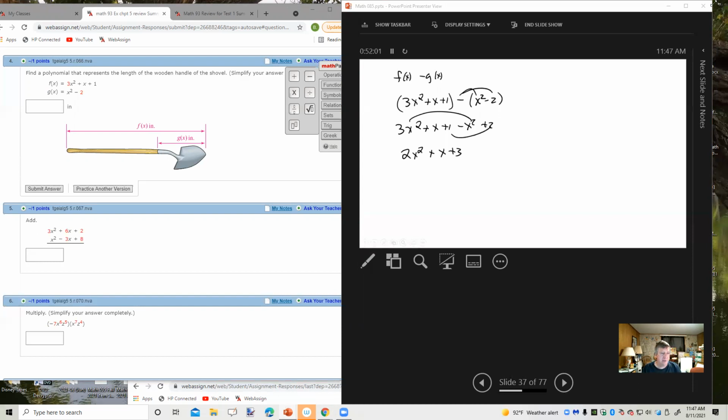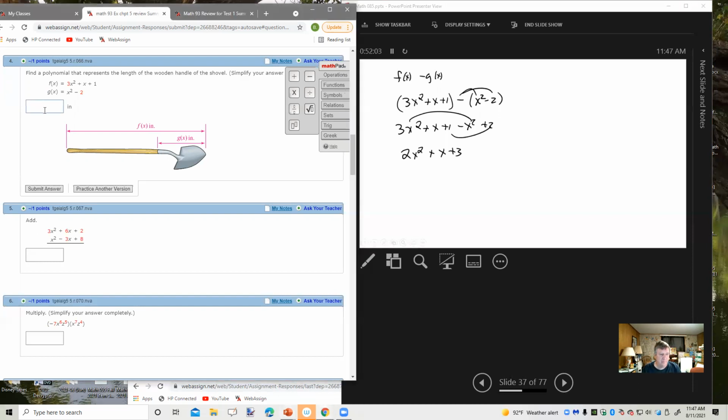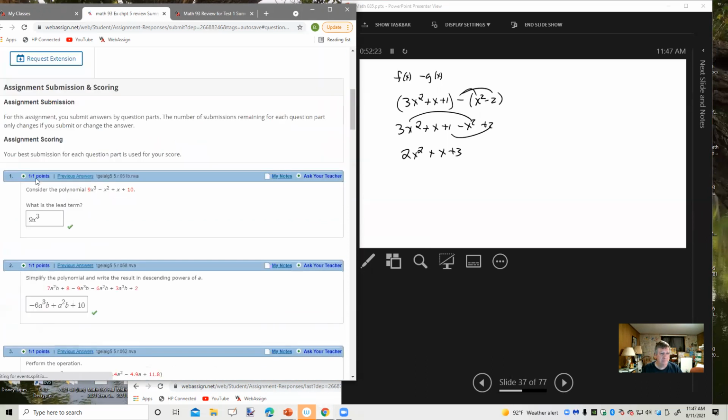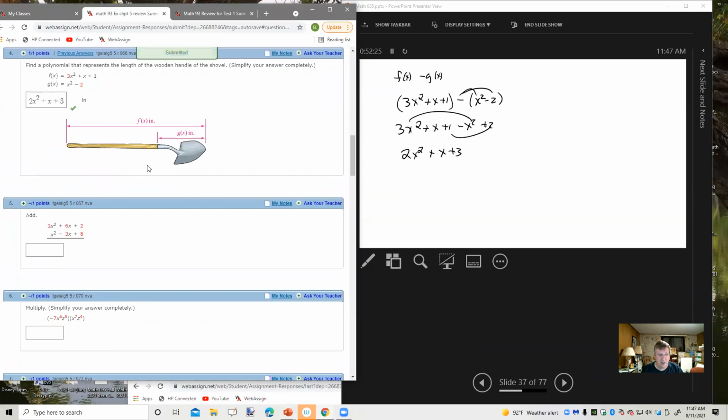Let's see what happens now. So 2x squared, and then move over, plus x plus 3. Boy, it's a good thing I checked my work, huh?